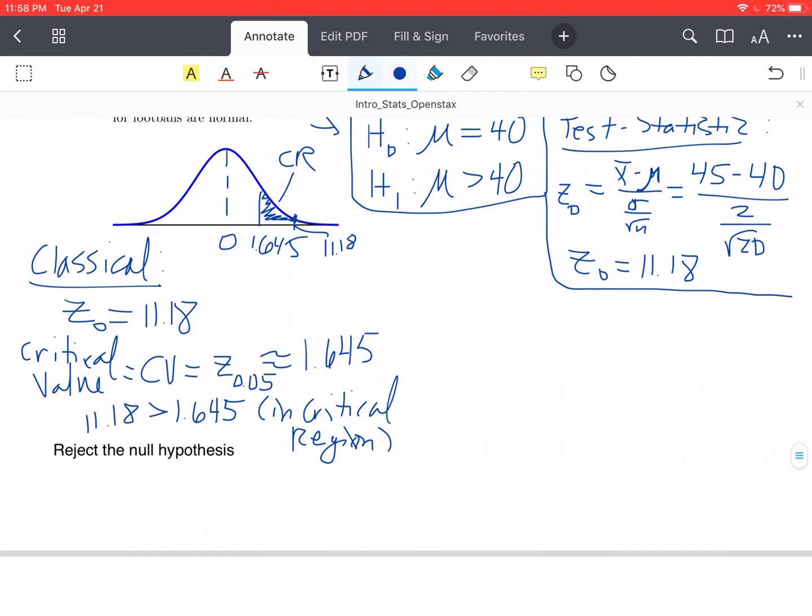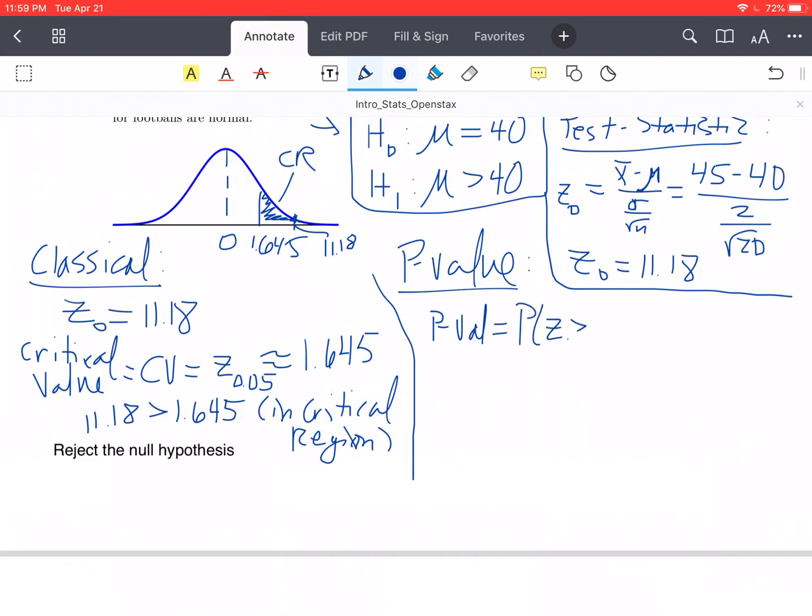So that's our classical approach. We just find the test statistic, find the critical value, and then see where they fall on the curve. Now for the other one, this is our p-value approach. We need to find the p-value. A p-value is going to be the probability that z is greater than or equal to 11.18.